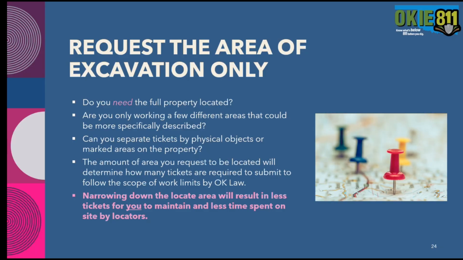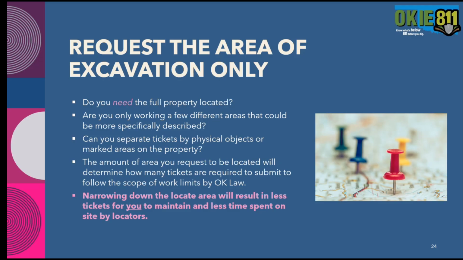So again, when you're putting in your scope, request the area of excavation only. Do you need the full property located or the full boundaries that you're providing? Are you really working that entire area? Can you narrow it down to just a few different areas that might be more specifically described, especially when it's a large property? Can you separate the tickets by physical objects or marked areas on the property, like at a school or a church, if you're just working in the parking lots or just doing some tree work in the grassy areas? Things like that will help narrow down the locate area.